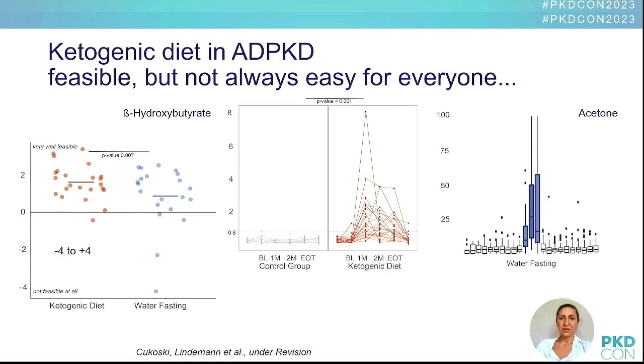This could be reached in both intervention arms, and we combined this with measuring of beta-hydroxybutyrate and acetone to see if the patients also stick to the diet and not just said, this was very easy. So we measured beta-hydroxybutyrate in blood for the ketogenic diet group versus the control group, and as you can see, the dietary intervention led to a clear-cut increase in beta-hydroxybutyrate levels.